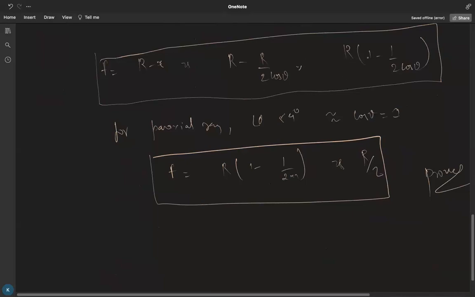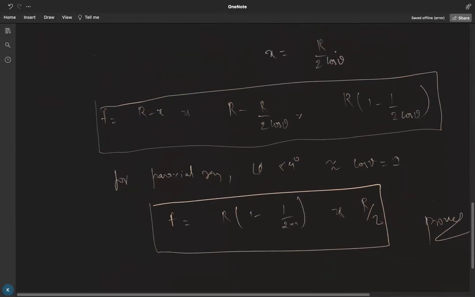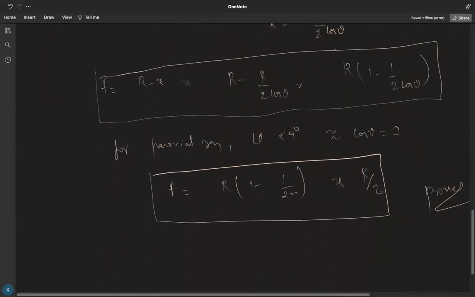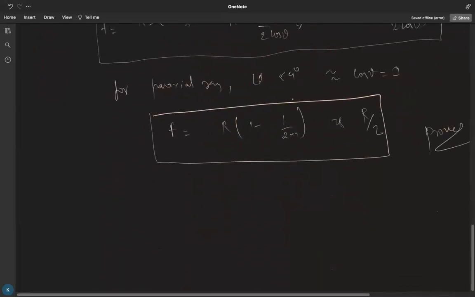And when we take R as common, we get R into 1 minus 1 by 2 cos theta. Right. And when we apply this for the paraxial ray, the angle of incidence is less than 4 degrees. When the angle of incidence is less than 4 degrees, the cos theta value is actually 1.